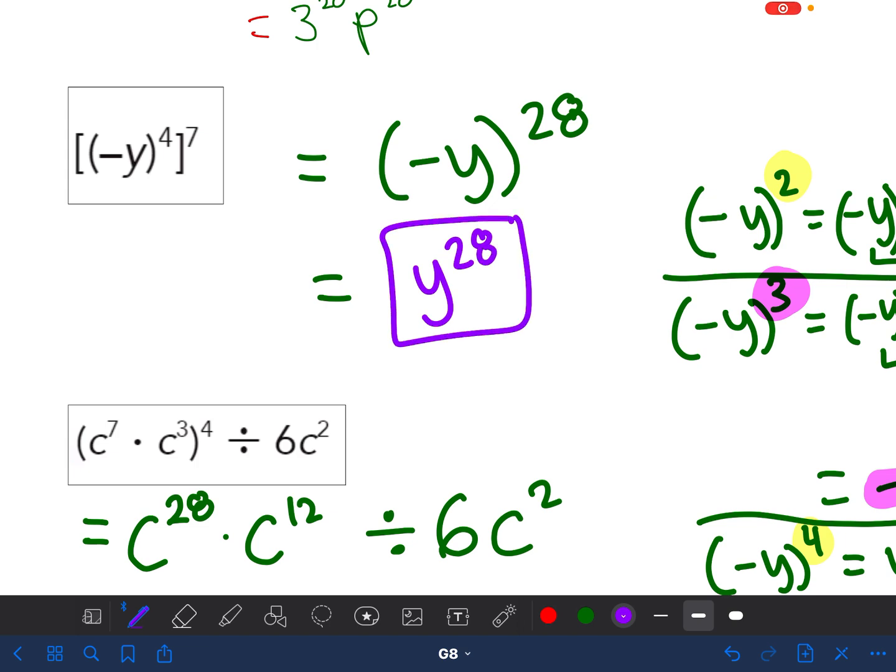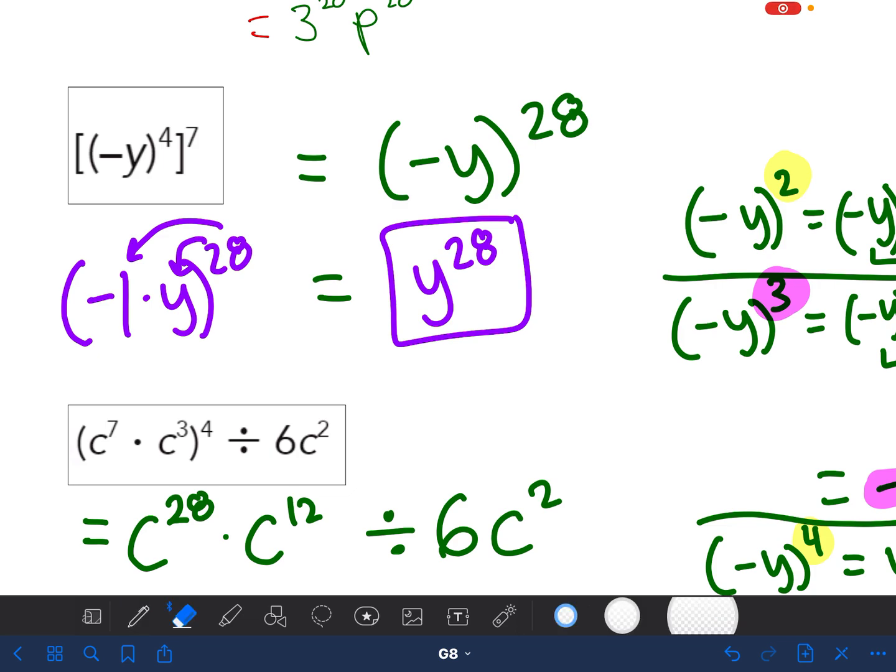Another thing that you can do as well, negative y is pretty much negative 1 times y, so negative 1 times y to the power of 28. So you just multiply by their own exponents. So negative 1 to the power of 28, again, that's positive.